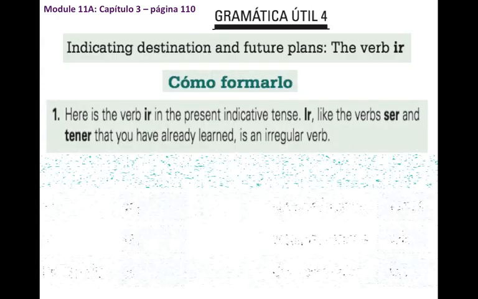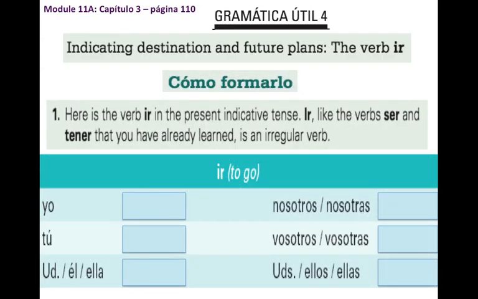So here is the verb ir in the present indicative tense. Like ser and like tener, ir is irregular, so you just have to memorize it. Yo voy, repitan, yo voy. I am going, I do go, I go. Repitan, tú vas, vas. Repitan, él va, ella va, usted va. Let's just say the singular forms, voy, vas, va.